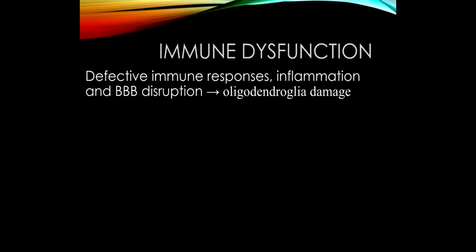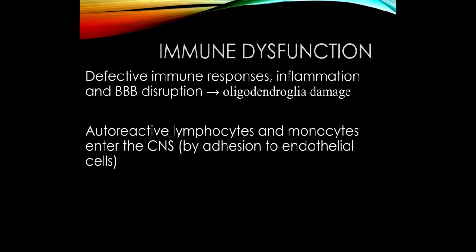So as I said, there is a defective immune response. We know that early on patients with multiple sclerosis have disruption of the blood-brain barrier. We can see that when we do an MRI scan with gadolinium, so things will light up. And so simplistically, if we have somewhat of a leaky blood-brain barrier, we may have components of the immune system that gain access to the central nervous system where they don't belong and can damage oligodendrocytes. So there are autoreactive lymphocytes and monocytes that through adhesion to endothelial cells gain access to the central nervous system, again with that somewhat leaky blood-brain barrier.